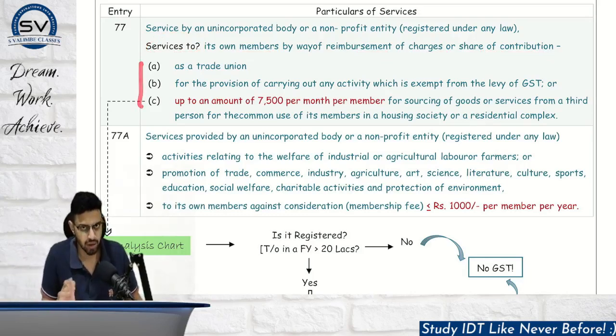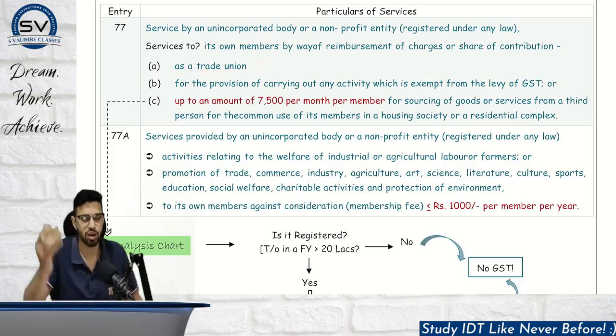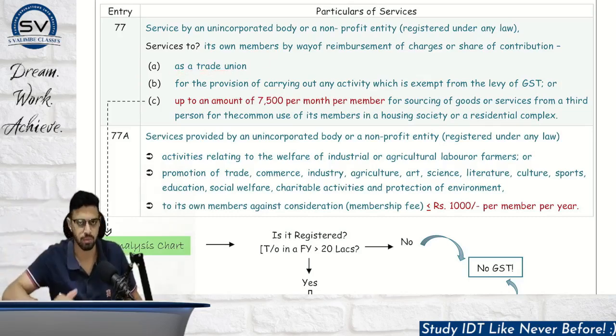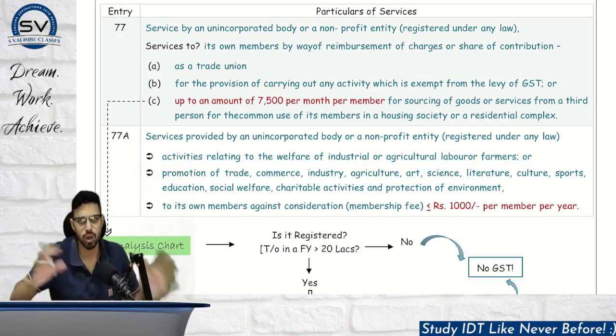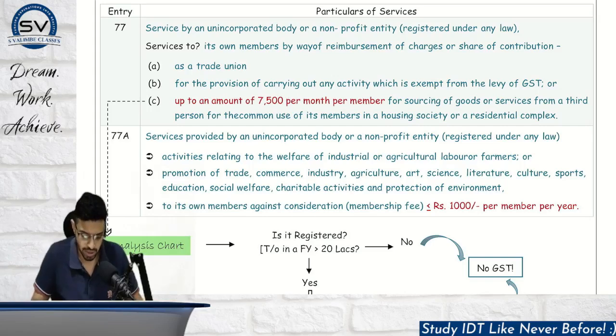Now, three cases are covered. Basically, three circumstances are covered. First, as a trade union. So a trade union is providing some service to its members. What is the service? It protects the interest of its members, right? So some contribution is taken, so it is not leviable to GST.